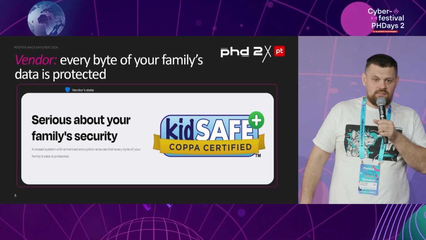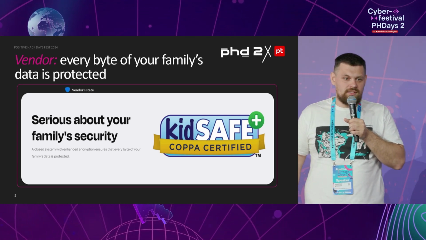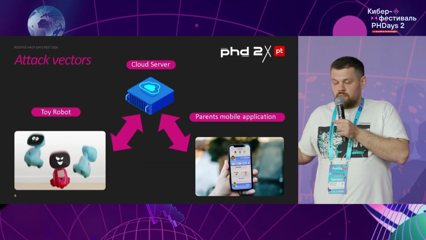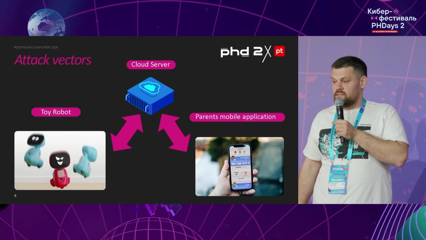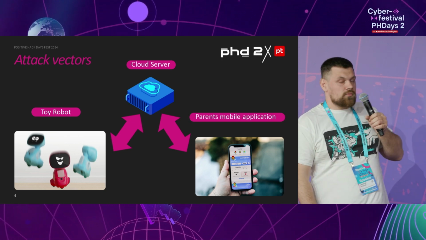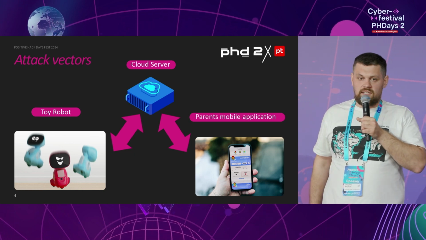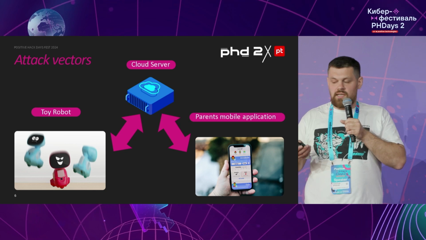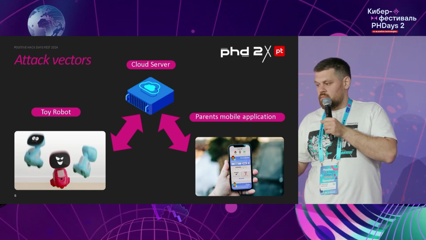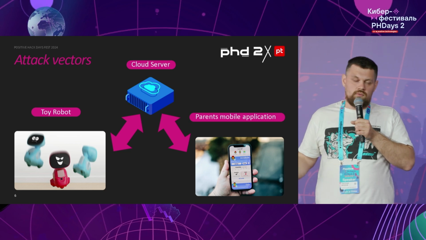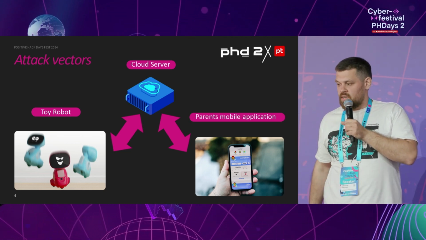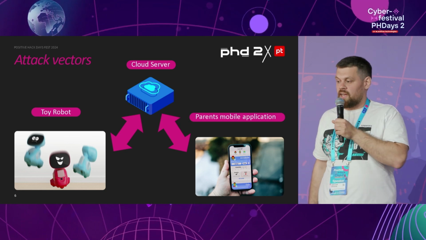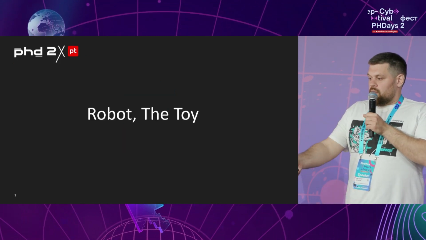Okay. This was a challenge for us. Well, how come? How can you protect every byte? Let's have a look at the inside. And we started our research. We determined three areas. Well, we started with two: the robot and the parent mobile application. But we also added the cloud server, or the manufacturer. We also tested it a little bit.